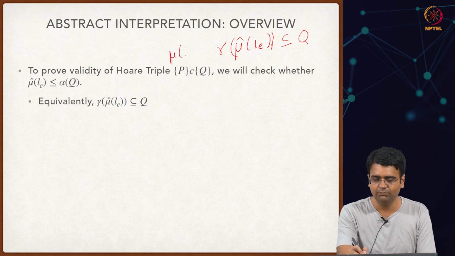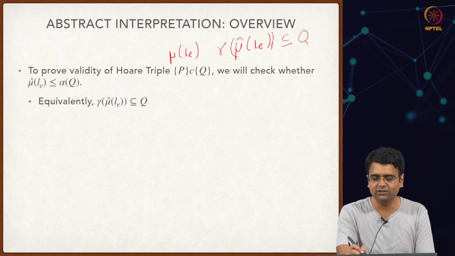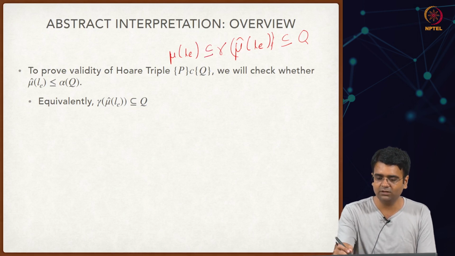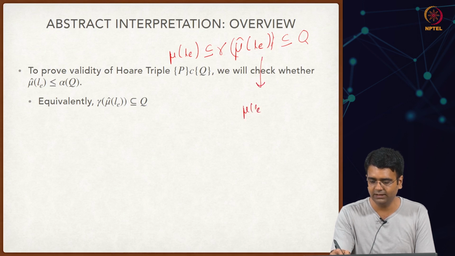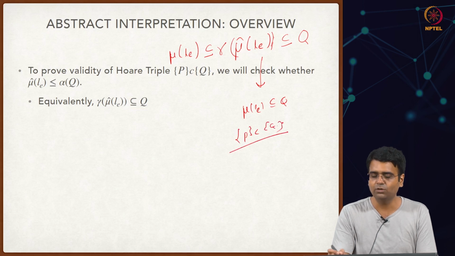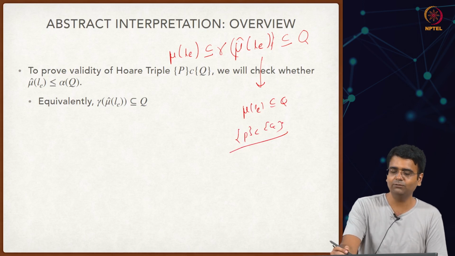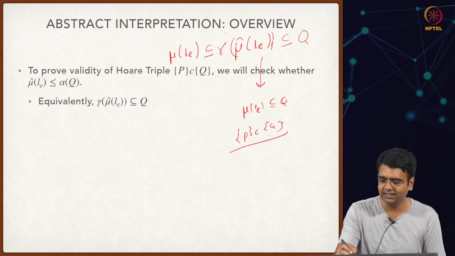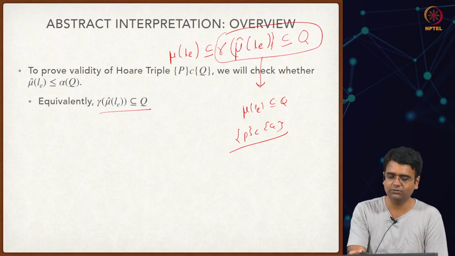So I know that mu of LE, which is the concrete inductive assertion map, is the exact set of reachable program states at the location LE. This is a subset of gamma of mu hat of LE. So if I know that gamma of mu hat of LE is a subset of Q, then from this I can infer that mu of LE is a subset of Q, and therefore the whole triple PCQ is valid. So I have another verification procedure now. Instead of operating over the concrete program states, I can operate over the abstract states, and ask whether gamma of mu hat of LE is a subset of Q.